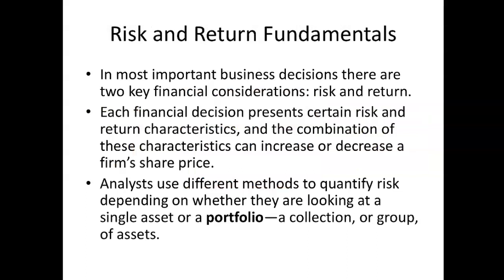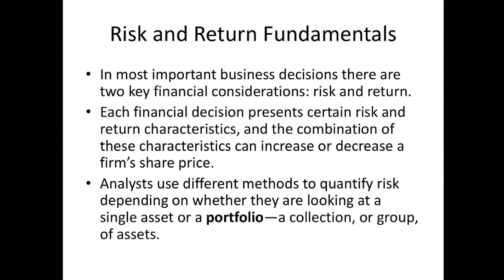And decisions usually come with a risk-return trade-off. In other words, each decision is going to have a certain level of risk and return associated with it, and the combination of risk and return can increase or decrease a firm's share price. So for example, if management decides to undertake a project with low return but high risk, we could expect the firm's share price to fall. Alternatively, if management can find good projects to invest in that offer high rates of return at a risk level that's not too high, we would expect the firm's share price to increase.